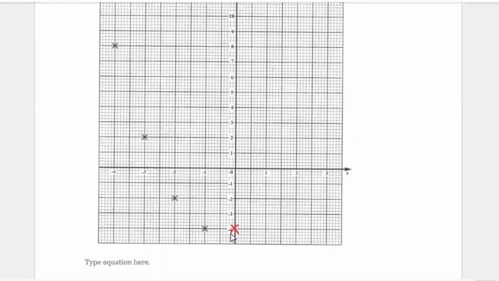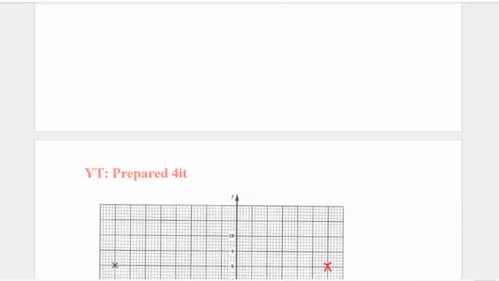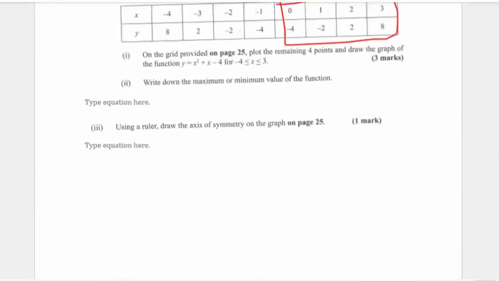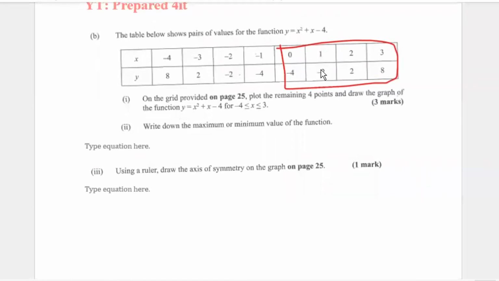The next one was 1, -2, so 1 from our x-axis, -2 from our y, and 2, 2, so 2 from our x-axis, 2 from our y-axis, and 3, 8, so 3 from our x-axis, 8 from our y-axis. Just going back up to show you the points. That is what was there. So it is 0, -4, then 1, -2, then 2, 2, and then 3, 8. And they want us to plot the remaining points and draw the graph.